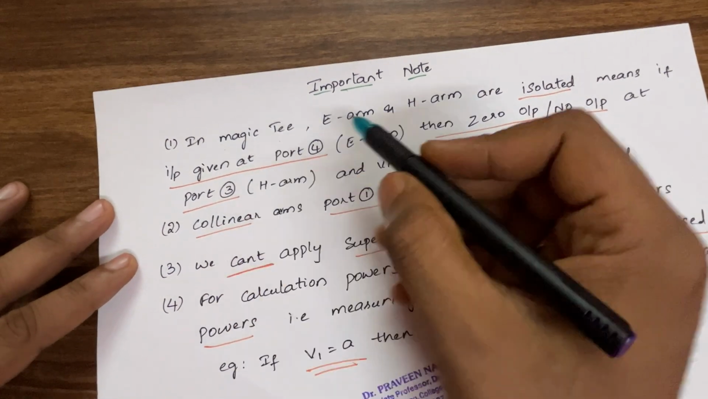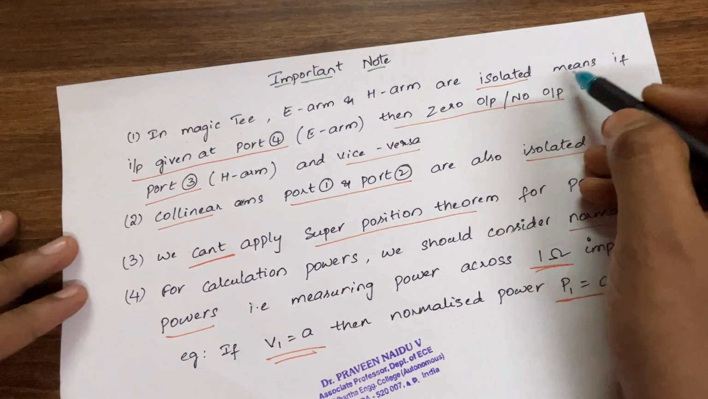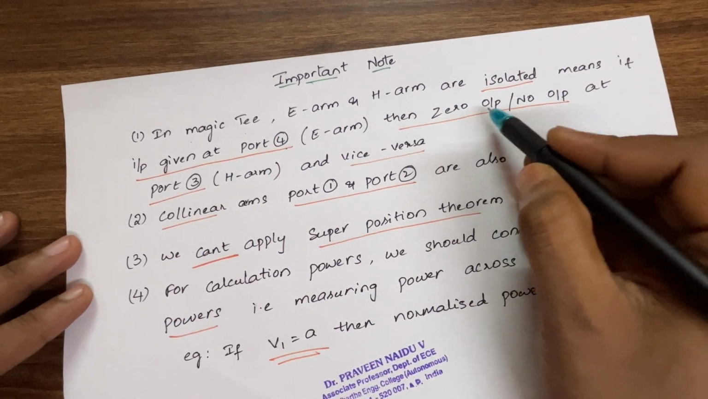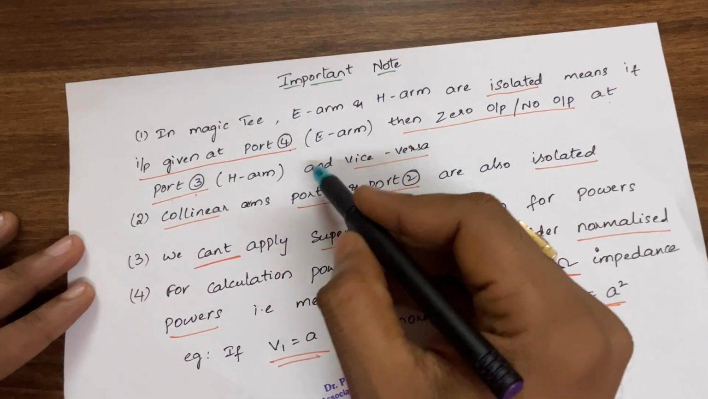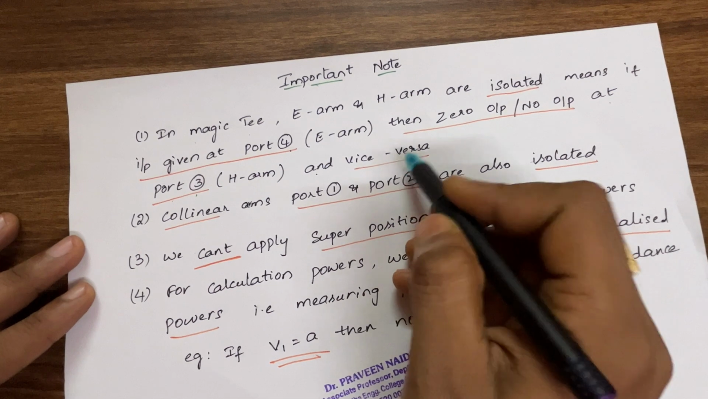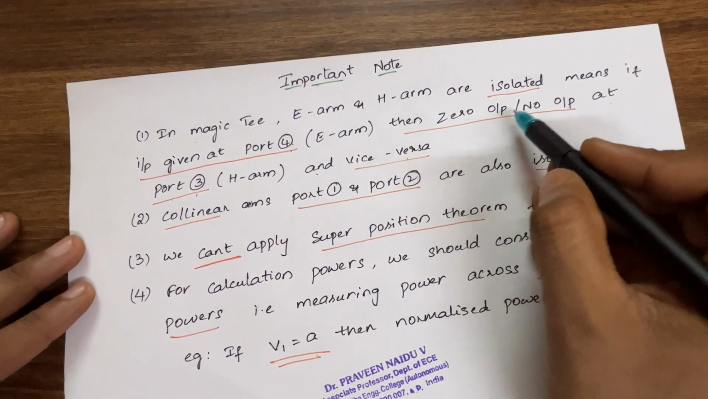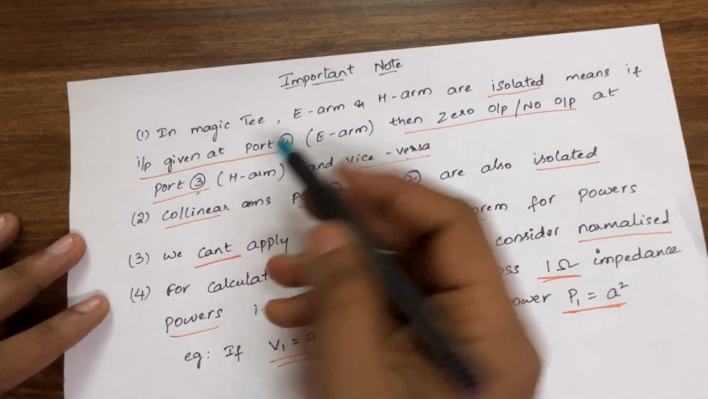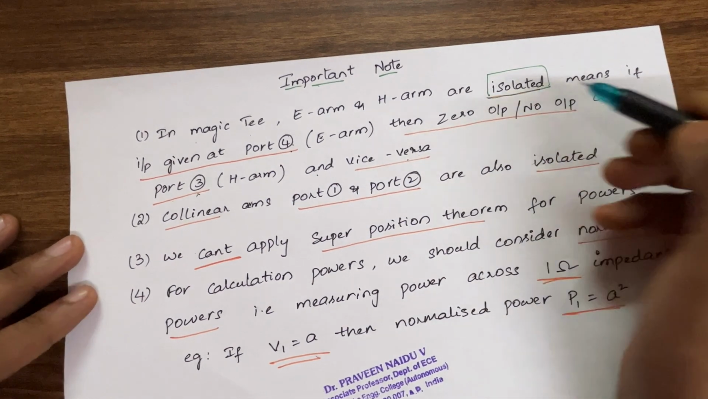In magic T, E arm and H arm are isolated. That means if input is given at port 4, then there is no output at port number 3, and vice versa. Vice versa means if you are giving input at port 3, then no output will be there at port 4, because they are isolated ports. That is the technical word. This is called isolated ports.